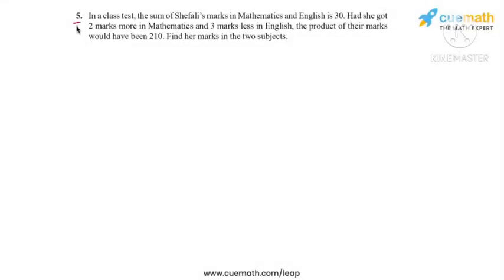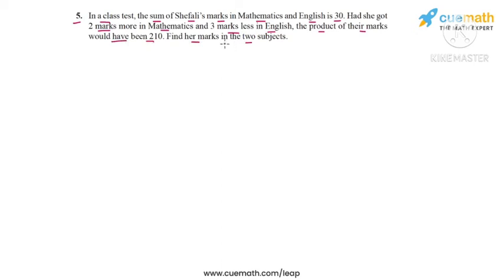In question 5 of this exercise, the problem statement says, in a class test, the sum of Shefali's marks in mathematics and English is 30. Had she got 2 marks more in mathematics and 3 marks less in English, the product of their marks would have been 210. Find her marks in the 2 subjects.